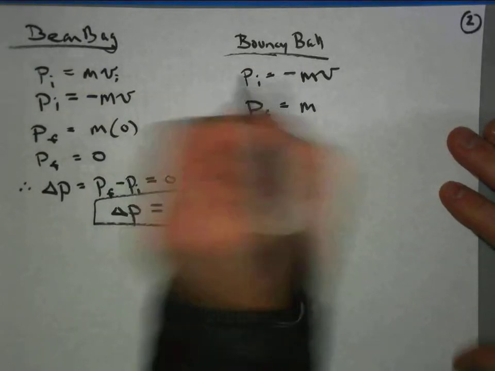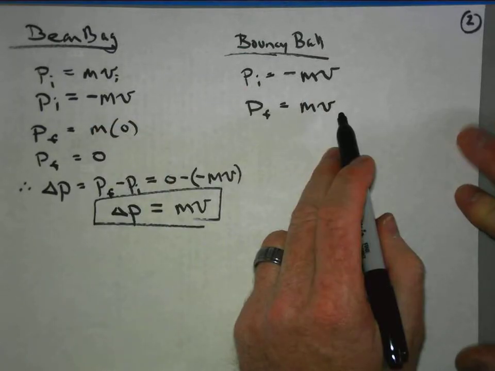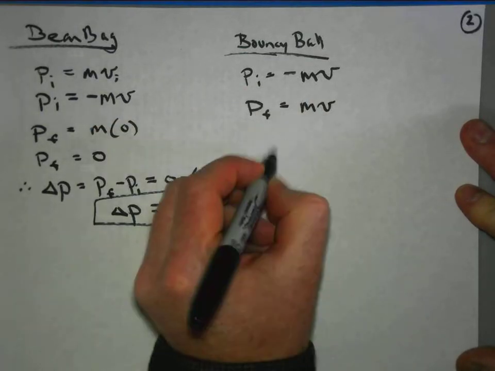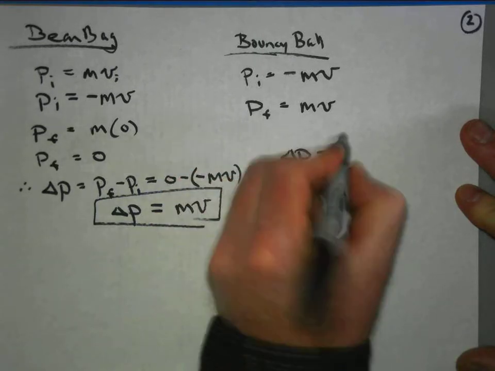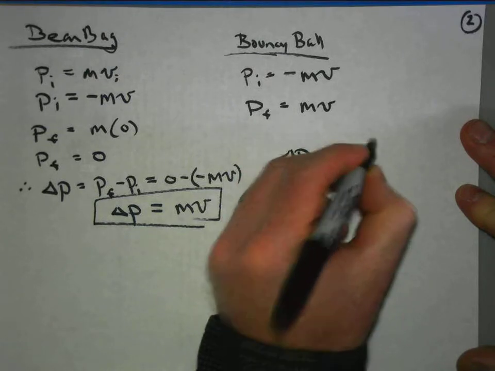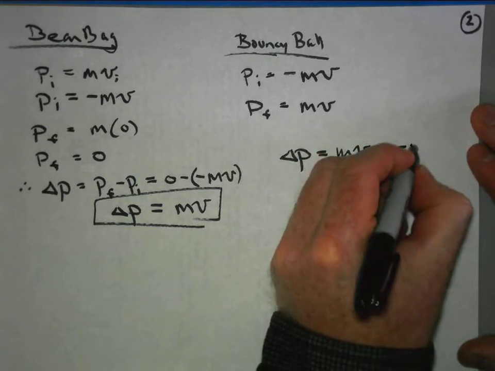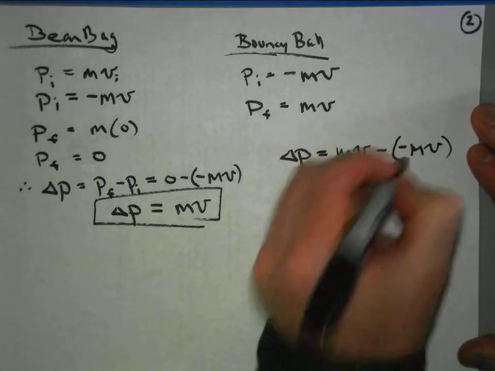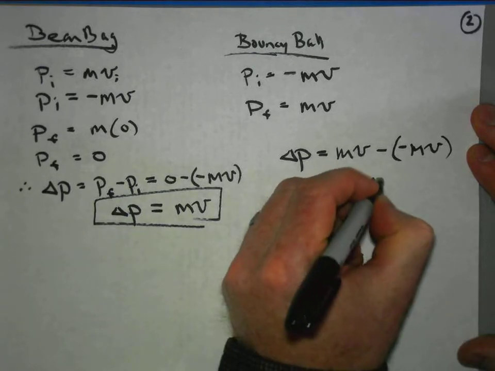So after the impact, its momentum is mass times velocity. So we're going to find the change in momentum for the super bouncy ball. It's going to be final minus initial. Our final is mv, and we take away our initial. Our initial is negative mv. And what we end up with is 2mv.